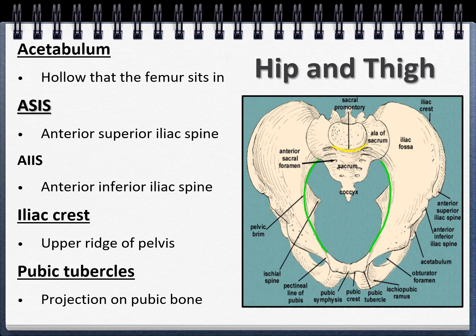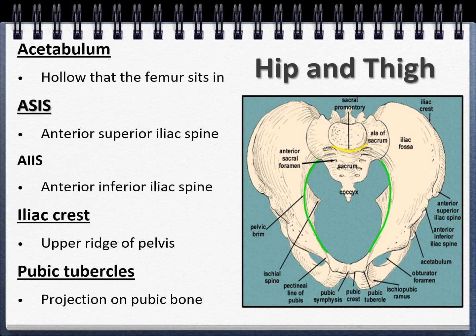Iliac crest is the name of the top of that ridge. So the top of the ridge is known as the iliac crest. The iliac spine is just below that on the inside.